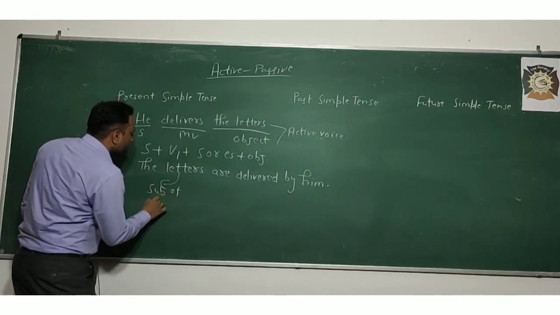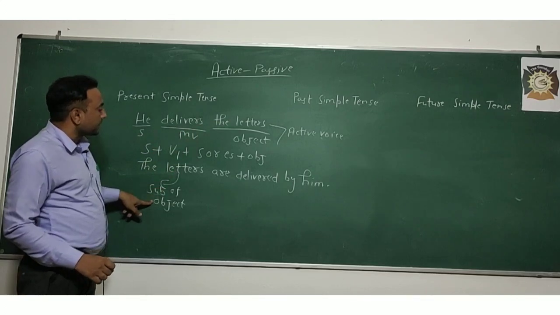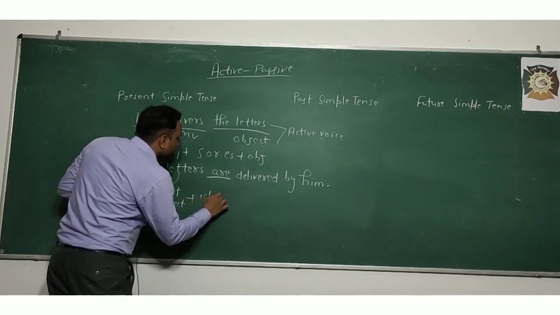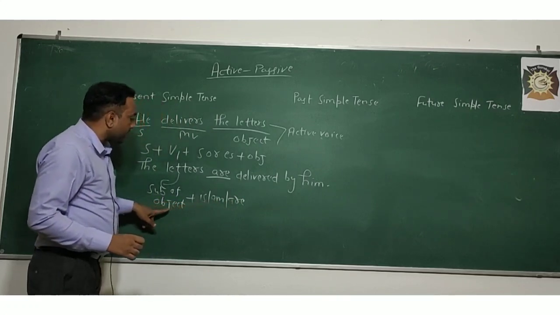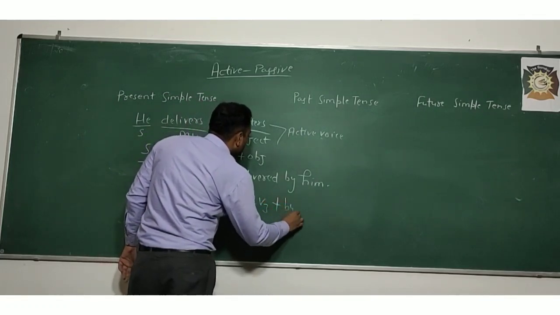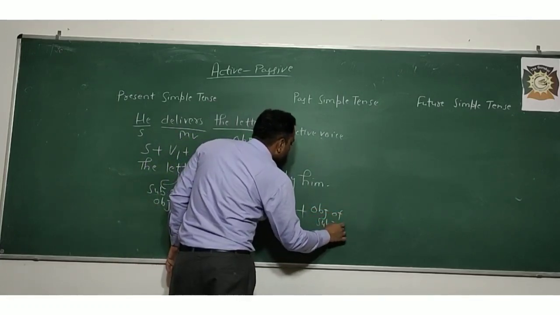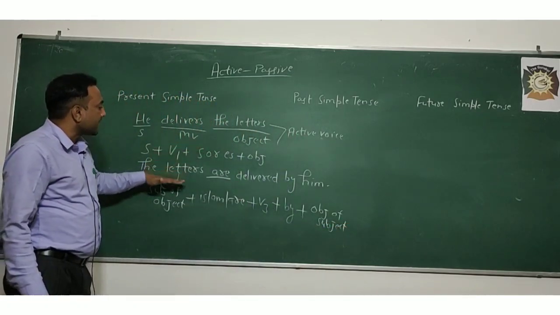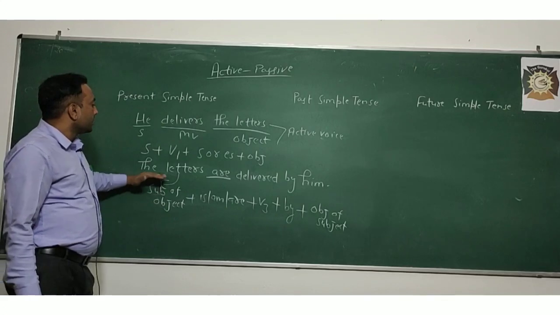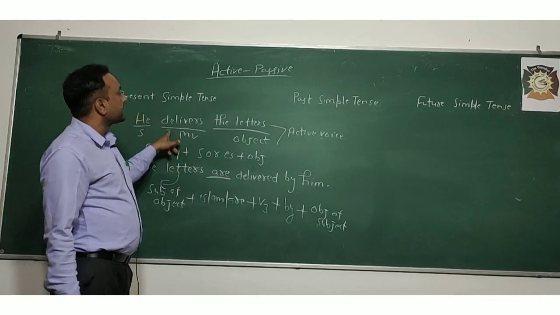This is the subject of the object, because here it is the object and here it becomes the subject. So, the formula is: subject of the object plus is, am, are according to the subject, plus V3, plus the preposition by, plus the object of the subject. You just need to understand this, and in all the tenses, in past simple tense and future simple tense, we will follow the same rule. The letters are delivered by him. He delivers the letters. This sentence is in present simple tense.